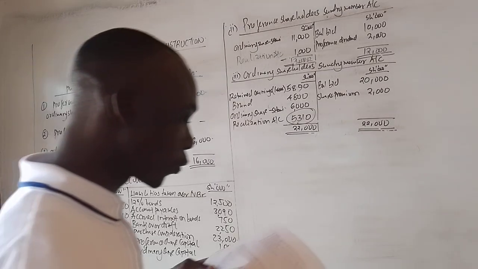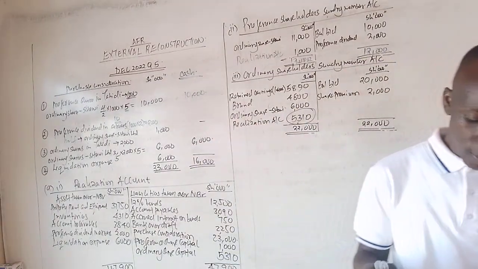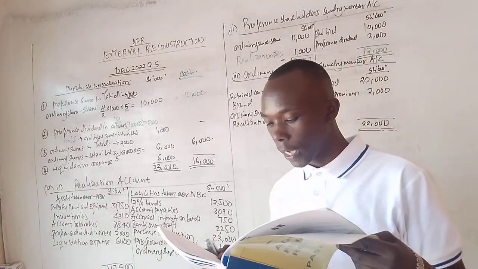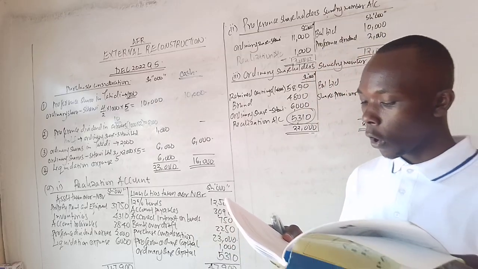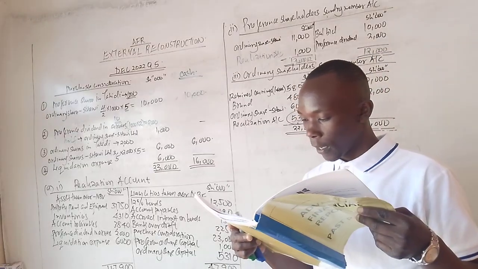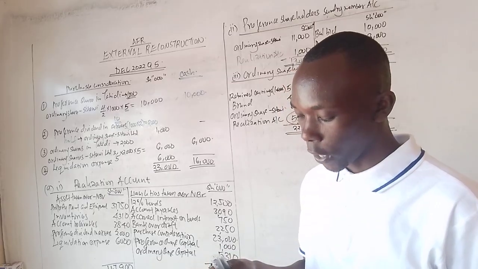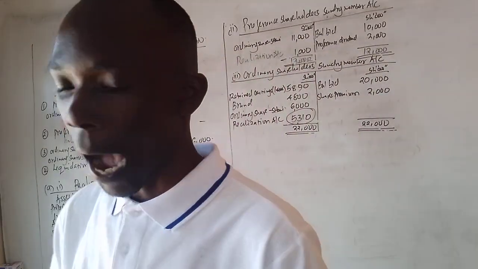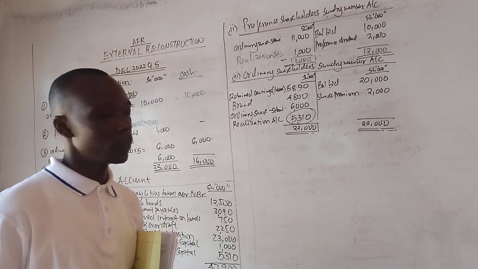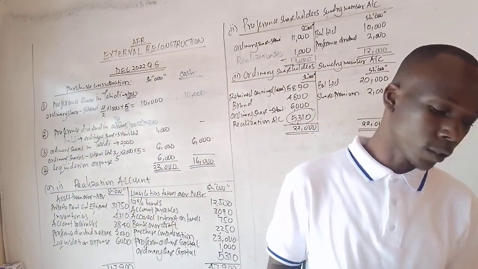Then let us go to Roman 2 and see what the examiner wants in part B. In part B, the examiner is asking for journal entries in the books of Stawi Limited to record the initial recognition of 8% convertible bonds and the rights issue on 1st August 2022. So he wants us to have the rights issue and the 8% convertible bond. The convertible bond was in note number 5. Let us go back to note number 5.